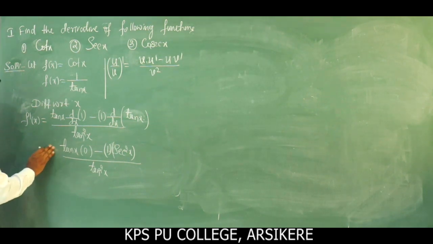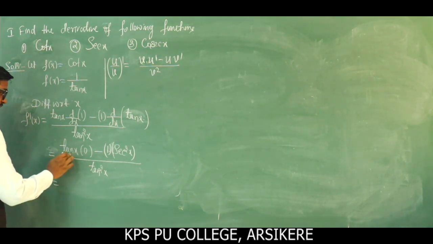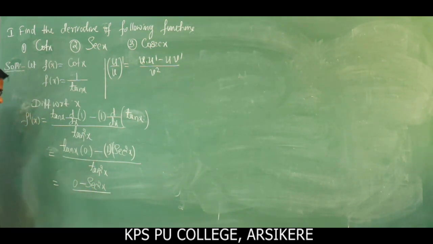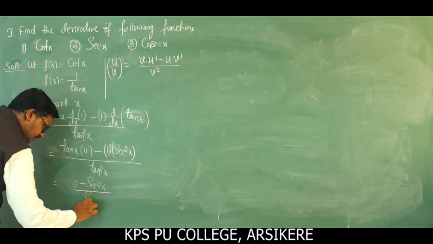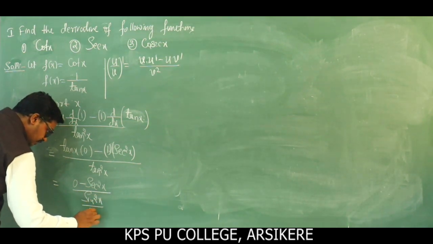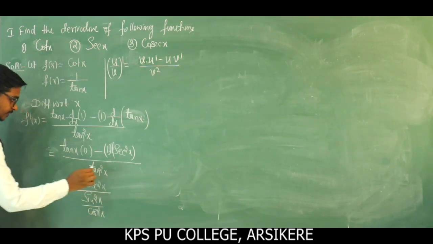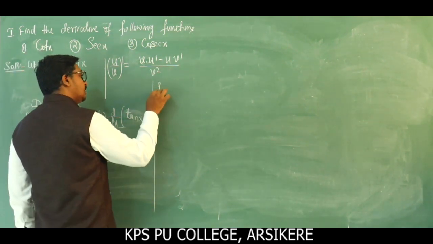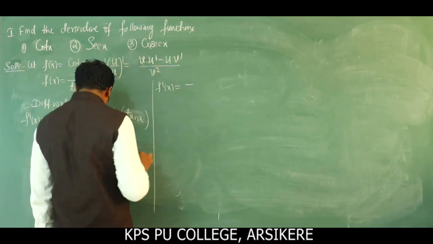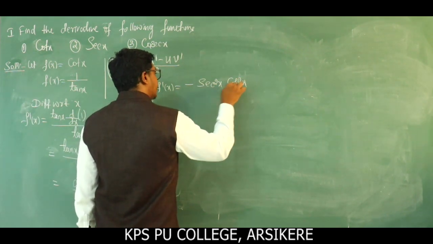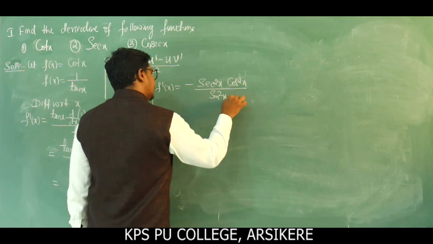Is that understood, children? Okay, this is the case, and that will equal 0 into tan x is 0 minus secant square of x divided by tan square of x, which can be written as sin square x divided by cos square x. This cos square x goes to the numerator. Look what happens here. Therefore, f dash of x is equal to minus secant square of x into cos square of x divided by sin square of x.